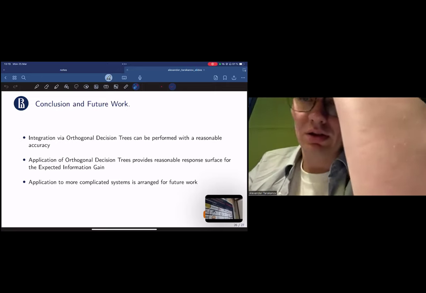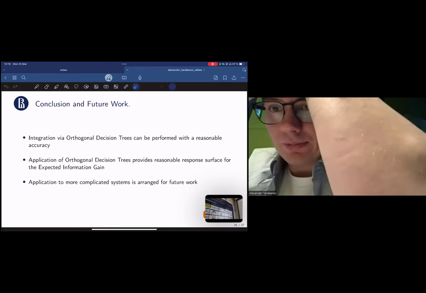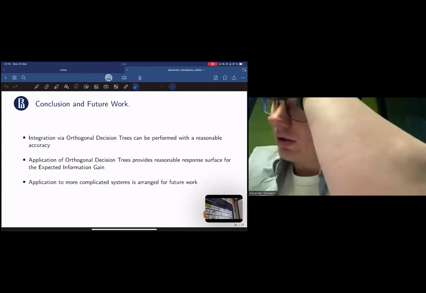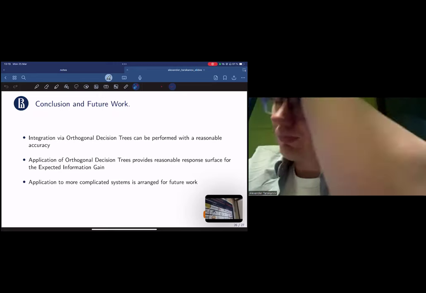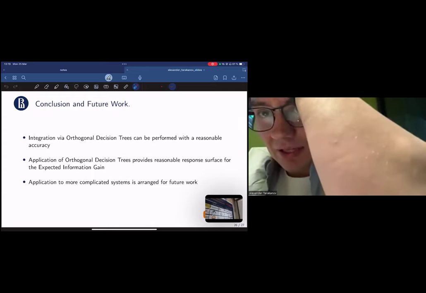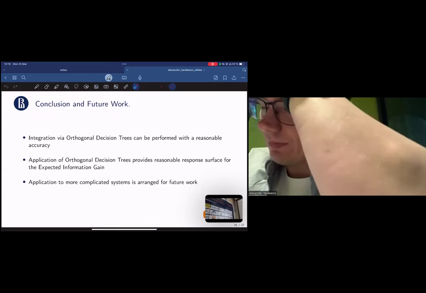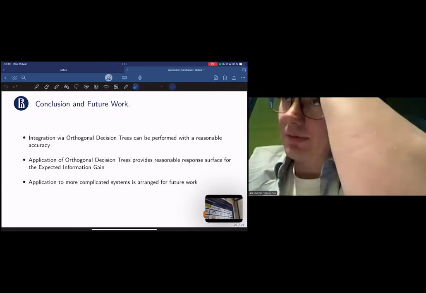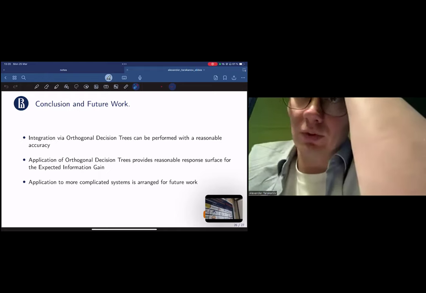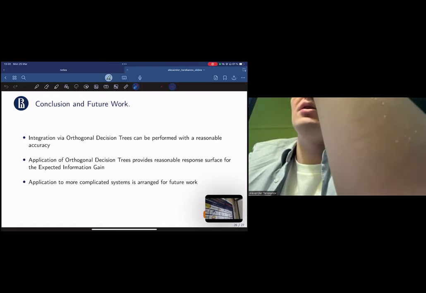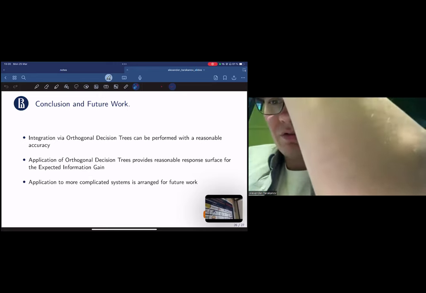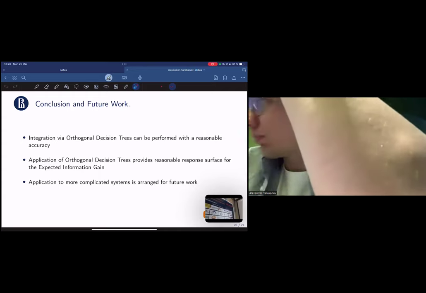Some concluding remarks. We developed a novel machine learning approach based on orthogonal decision trees. This method can be utilized to perform numerical integration, and it provides reasonable accuracy for the tasks. It can also be applied to Bayesian experimental design. At least we tested it on some simple problems to approximate the expected information gain, the utility function that will tell us what is the best experimental setup to collect the data. Now we are looking for application of our algorithm to more complicated examples.